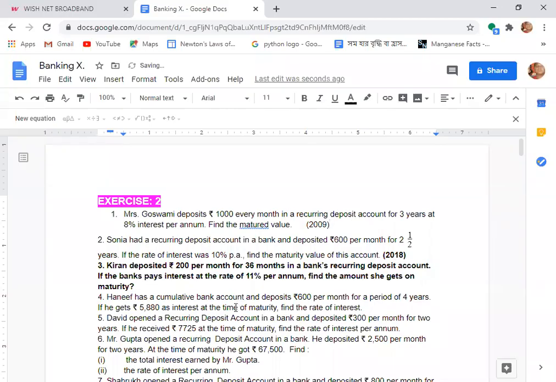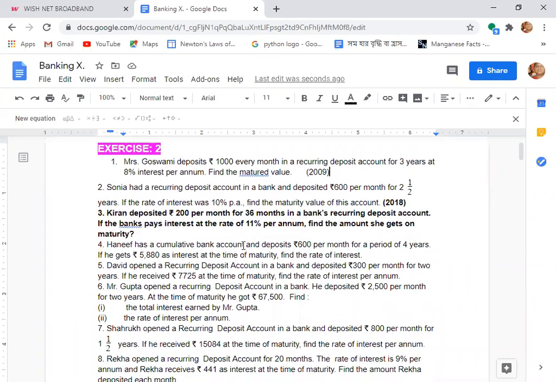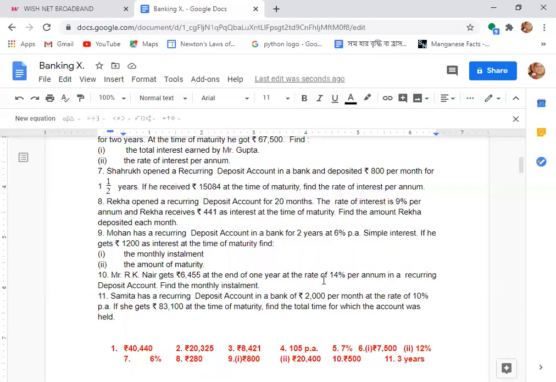Hello, this is the second part of the banking exercise. This is exercise number 2 in ML Agarwal in the ICSE syllabus of class 10. In the first video we did the basic formulas and performed the number 1 and number 3 sums. Today we are supposed to do the rest of the sums, that is from 2 to number 11.